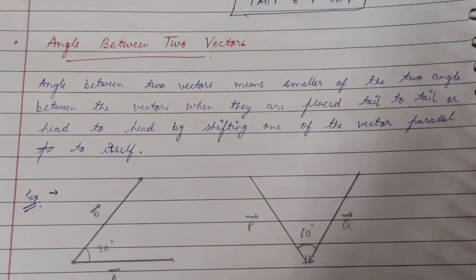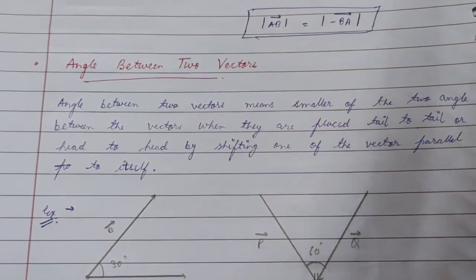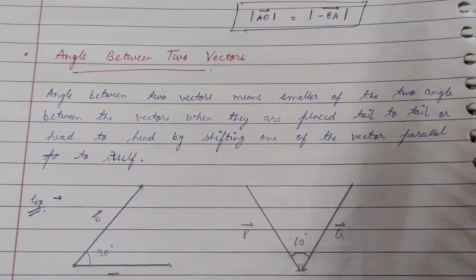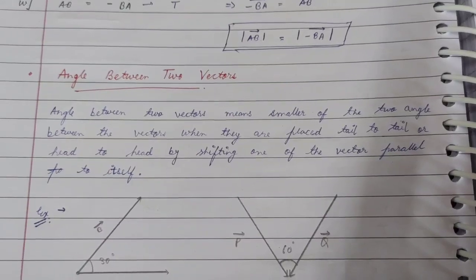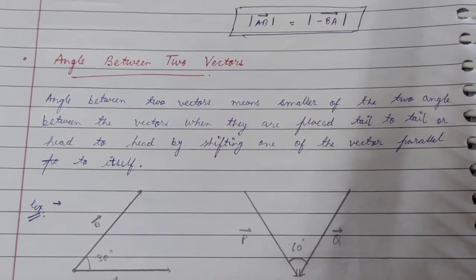Now today's topic is the angle between two vectors. Angle between two vectors means we have to calculate the smaller angle between the vectors when they are placed tail to tail or head to head by shifting one of the vectors parallel to itself. Let's take an example to get it more clear.